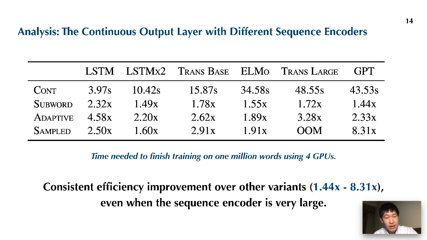We test LSTM with the same hidden size as ELMo, and a two-layer LSTM, also the same hidden size as ELMo, and also Transformer base and large, as in the original Transformer paper, and GPT-1, which is the same size as BERT base. We compare with the subword approach, the adaptive softmax and the sampled softmax. We report not the speedup of the last layer, but the speedup of the entire model, and find that our approach can achieve 1.4 times to 8.3 times overall speedup.